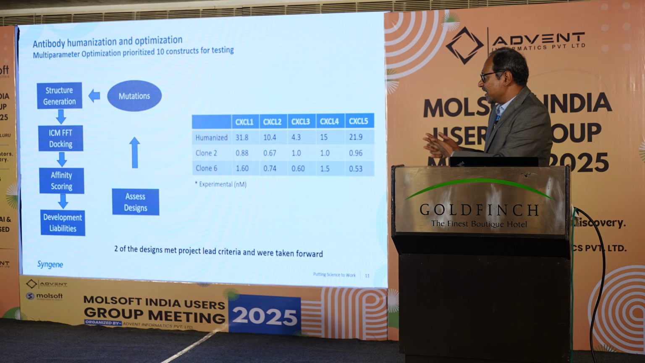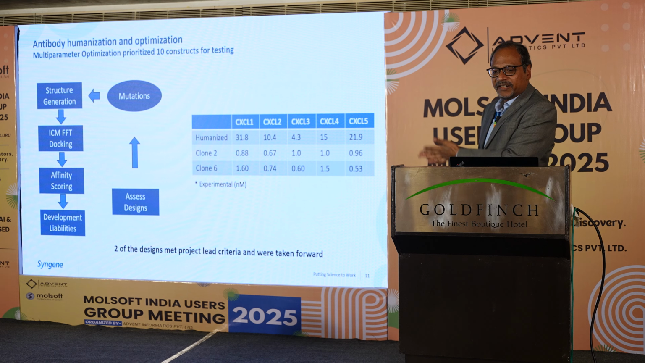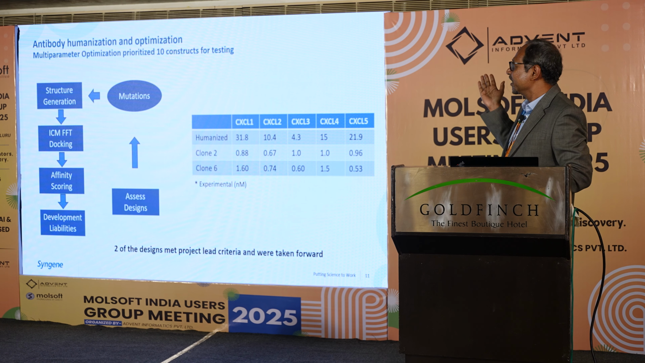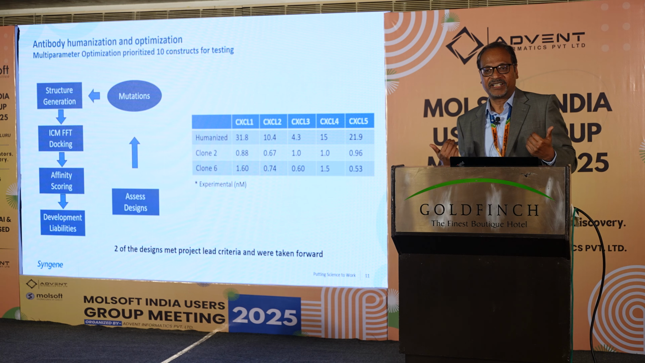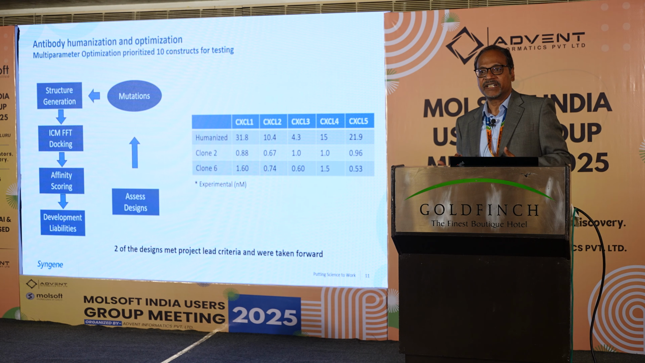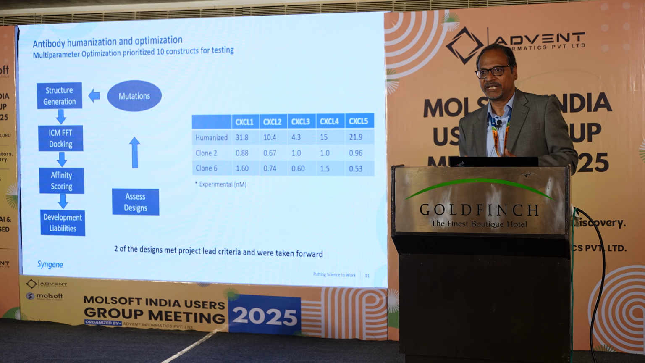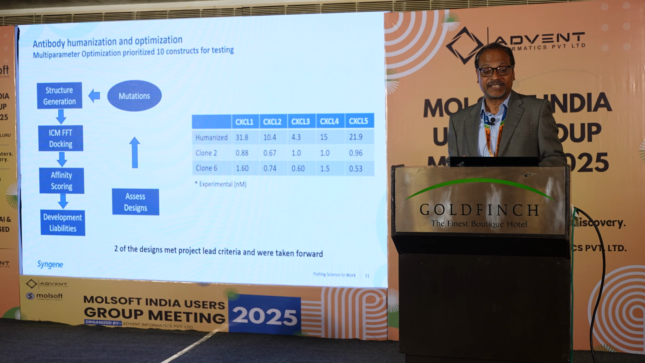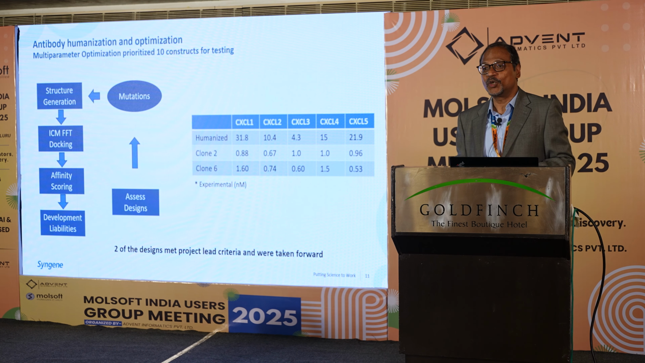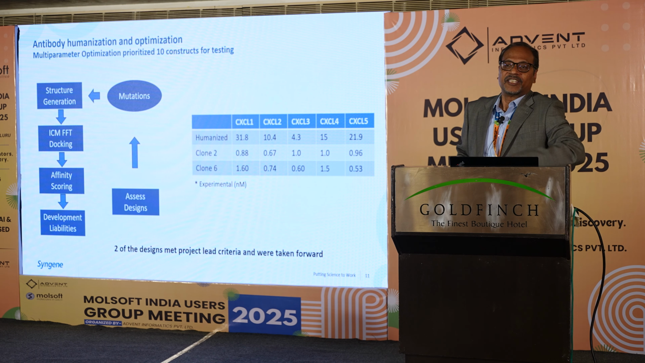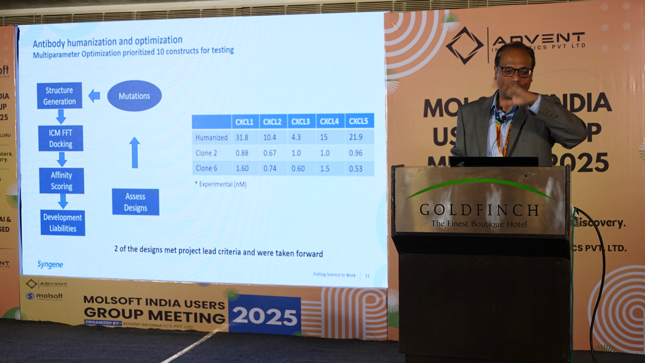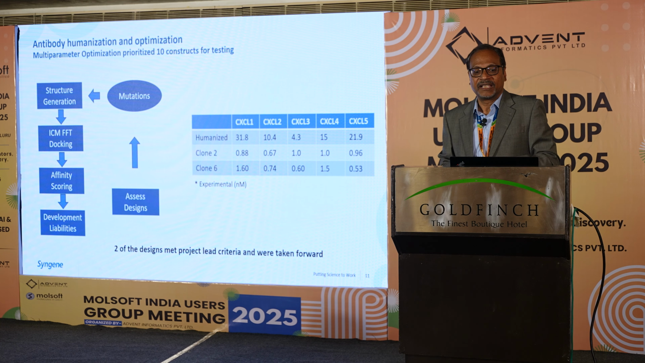So it's just a reiteration of that cycle that I talked about. You start by generating structures, then those are pushed into the ICM FFT docking, score it with a scoring function, look at the developability liabilities. There should have been an arrow to assess the designs. Then it goes into a multi-parameter score, which scores that against all these parameters. You carry out mutations on that, and you run the cycle, take the top designs.